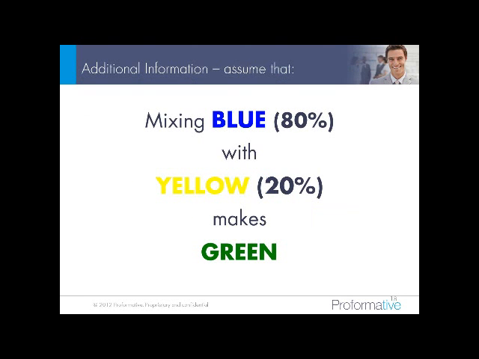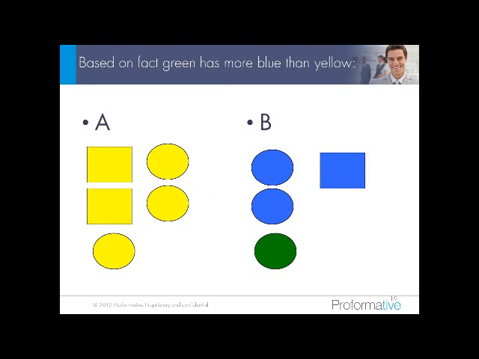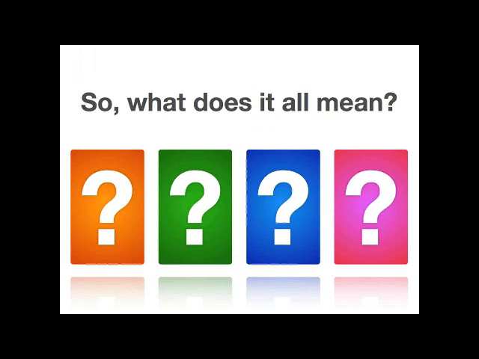Moving on, for example, I give you more additional information here. The green ball actually has characteristics of blue and yellow mixed to make green, about 80% blue and 20% yellow. If I give that additional information to people, they say, let's re-bucket it like this. So the point is, what does it all mean?